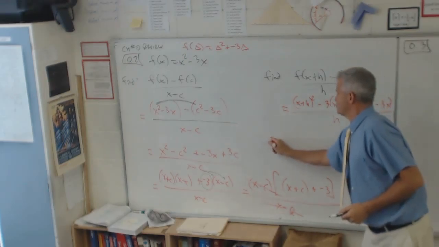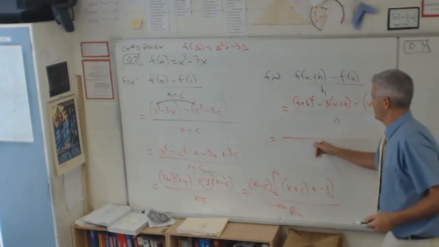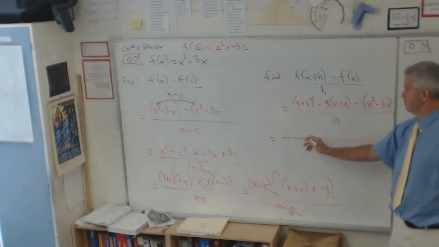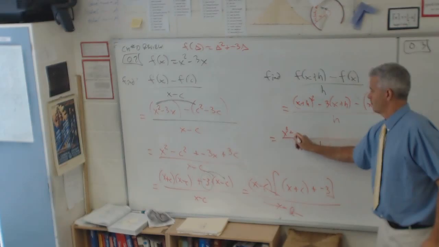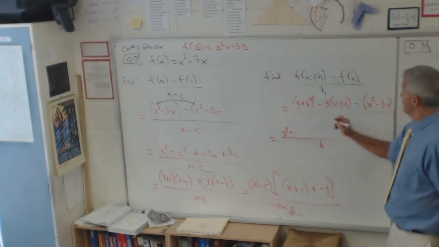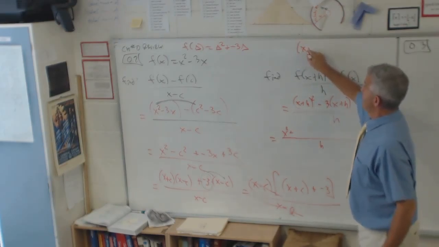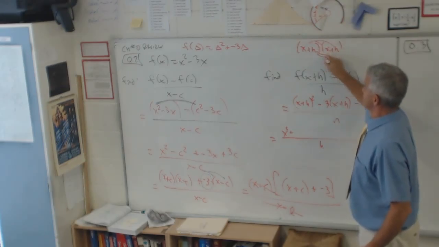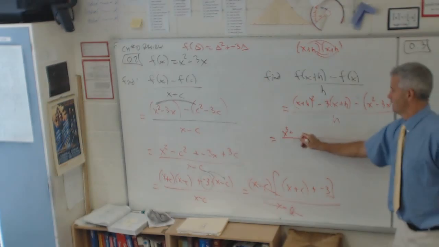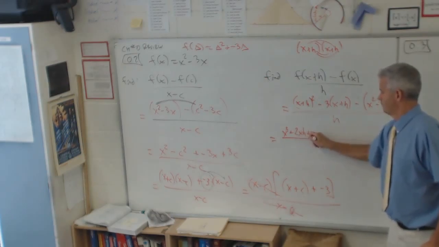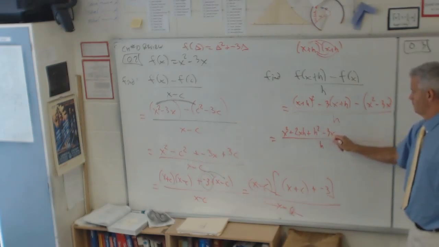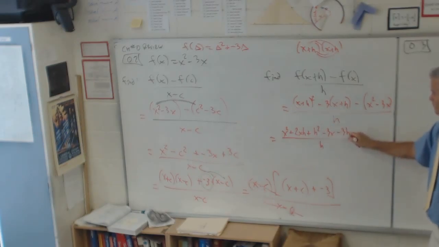Okay, expand this out. What do we get? Expand that. Would be x squared plus h squared. That's a common mistake, but you have to remember, x plus h times x plus h: first, outside, inside, last. x squared plus 2xh plus h squared, and then minus 3x minus 3h minus x squared plus 3x.